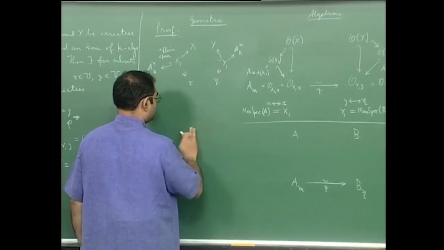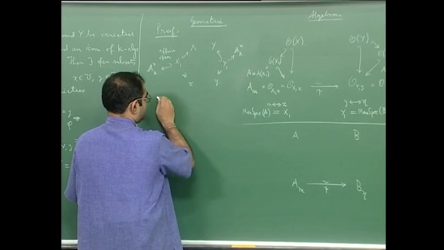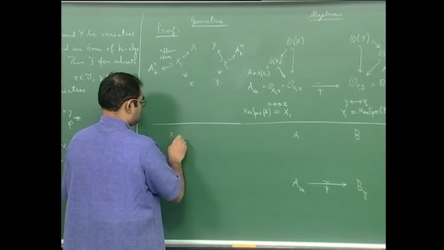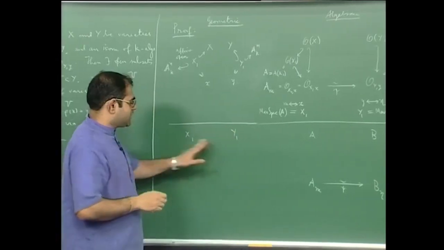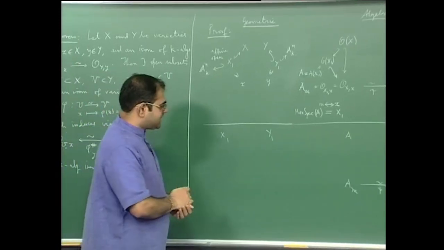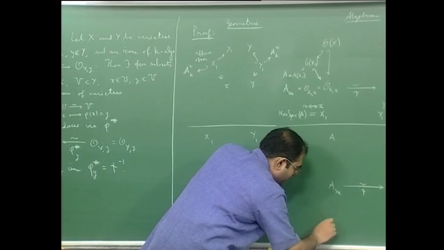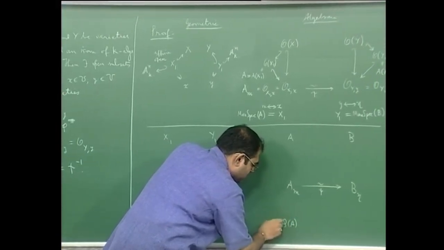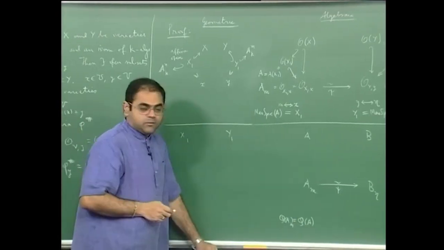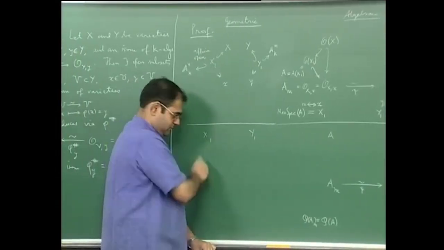So let me put a line here and look at this part of the diagram. I have x1, I have y1. x1 corresponds to A and y1 corresponds to B, right. So I have this situation. Now what I want you to understand is that if you look at the quotient field of A, this is the same as the quotient field of A_m, okay. The quotient field of A is the same as the quotient field of A_m, and what is it? It is the function field of x1. So this is just k(x1).